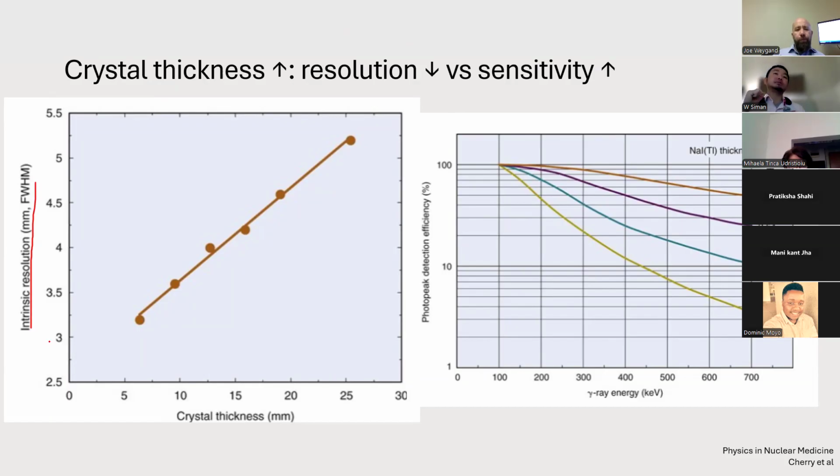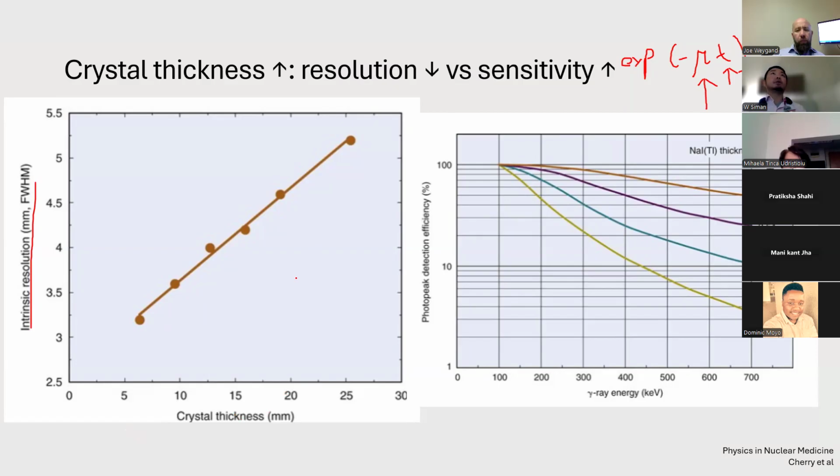And the mechanism is that when you have a thicker crystal, and just to remind you, photon attenuation is exponential, e to the minus mu t, right? So mu comes from your photon energy and material selection. There's nothing you can do about it once you have the study. But t is the crystal thickness. So you improve t, then you improve the sensitivity, how many photons you're detecting.